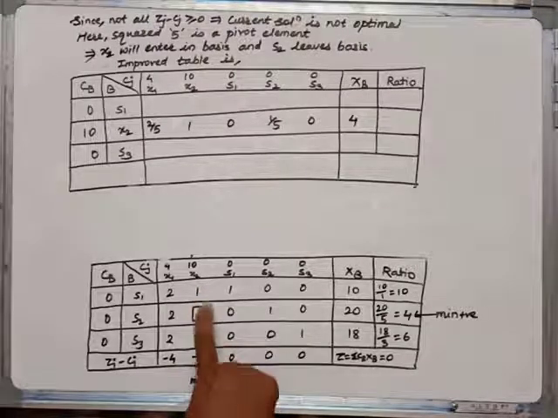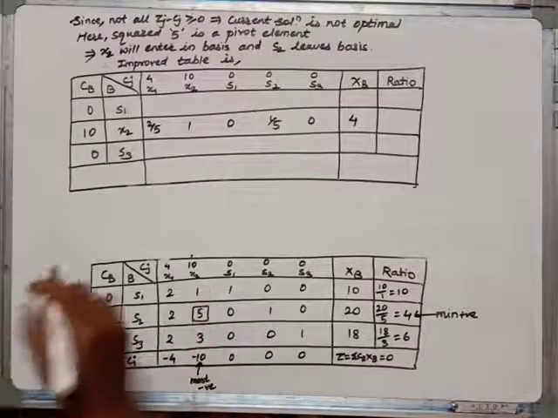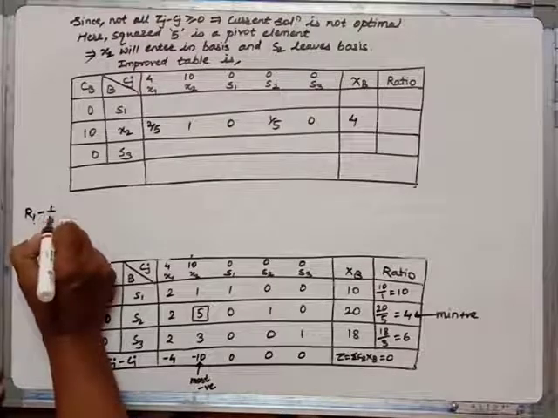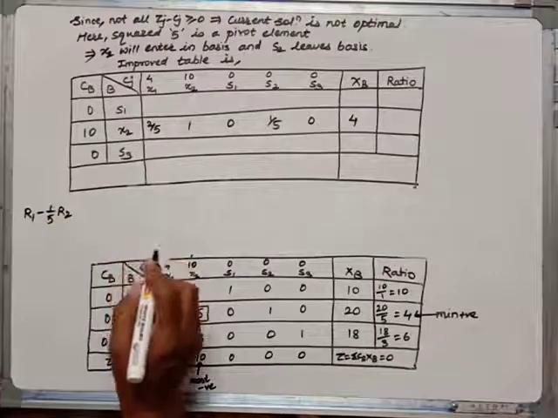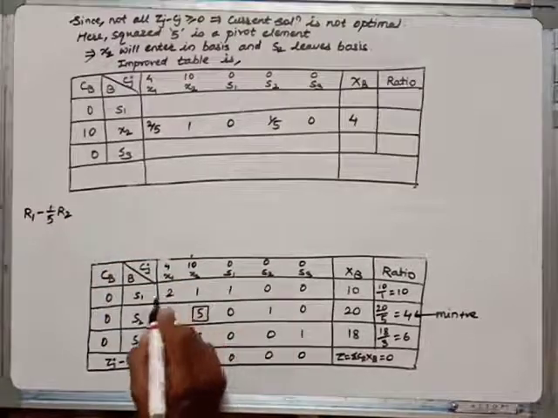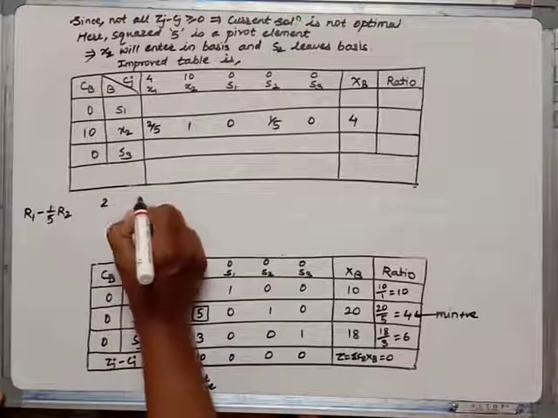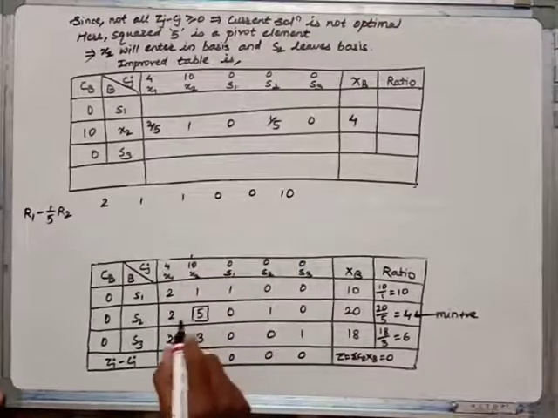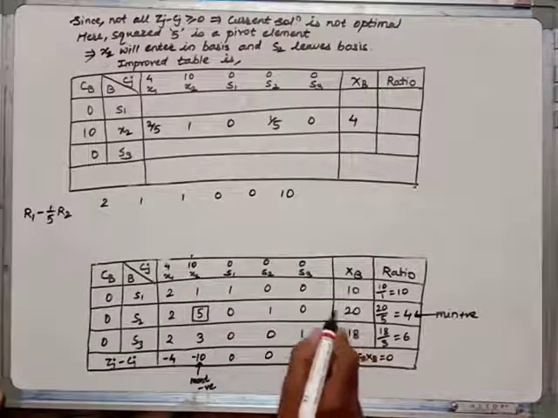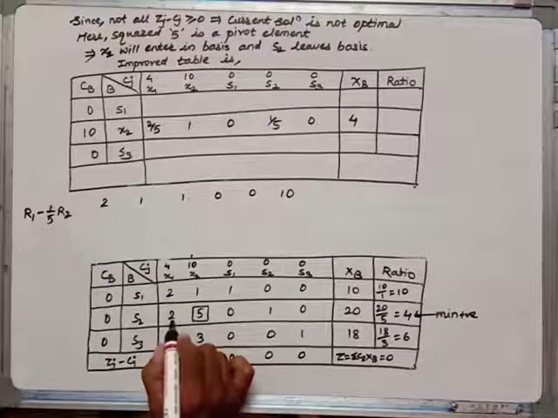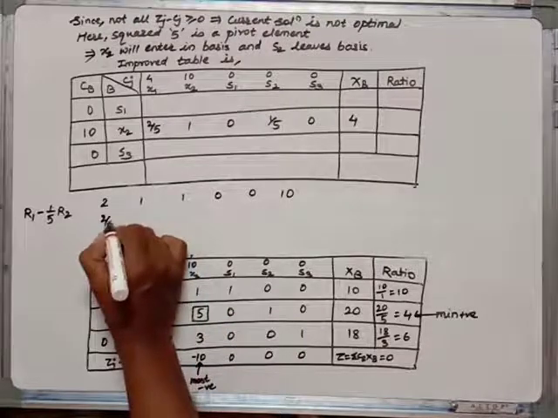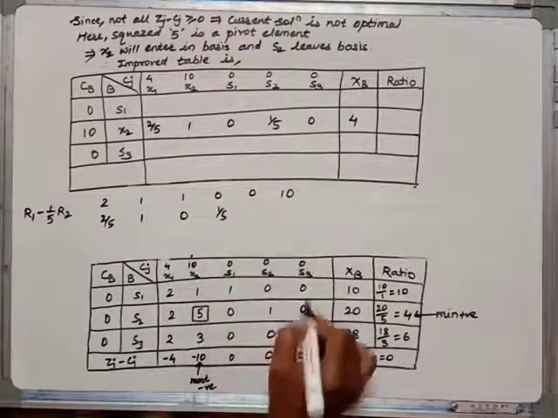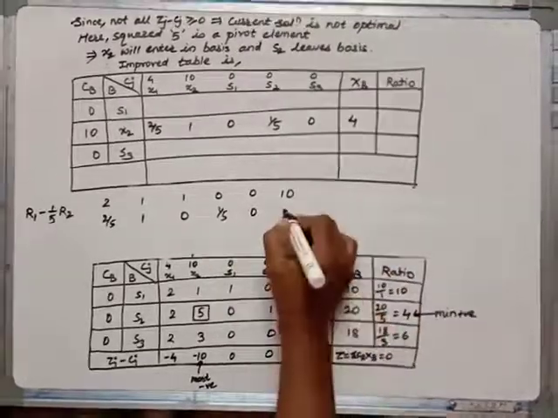Okay. Now to make this other element, this 1, also 0 and this 3 also 0. So to make this 1 into 0, I must perform an operation R1 minus 1 upon 5 R2. So what does this give? I will write this R1 first: 2, 1, 1, 0, 0, 10. Now I will multiply throughout this R2 by 1 by 5. So this 1 by 5 times 2 will be 2 by 5. 1 by 5 times 5, so 1, 0. Here I get 1 by 5. Here 0. And here this is 4.